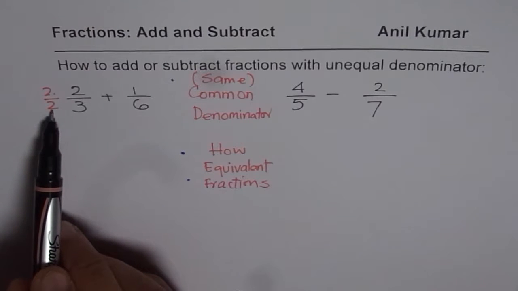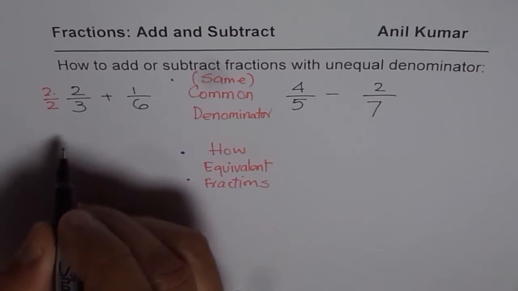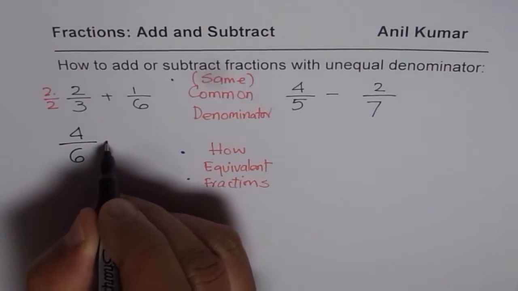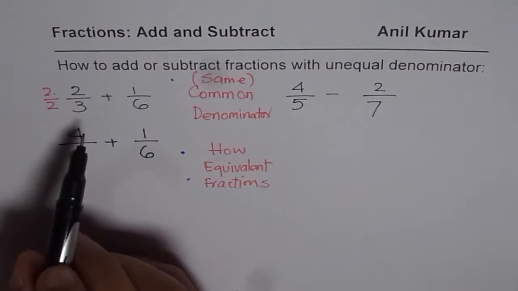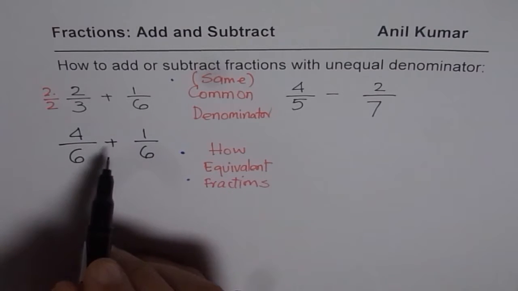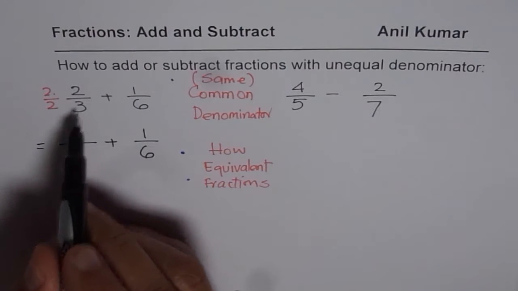Multiplying by 2 over 2 is like multiplying by 1. When you multiply by 1, numbers do not change. They remain the same. Since they remain the same, we call them equivalent fractions, correct? So when I do 2 times 2, I get 4, and 2 times 3 is 6, plus 1 over 6. Do you see that? So now we have written 2 over 3 plus 1 over 6 as 4 over 6 plus 1 over 6. 4 over 6 is equivalent to 2 over 3.